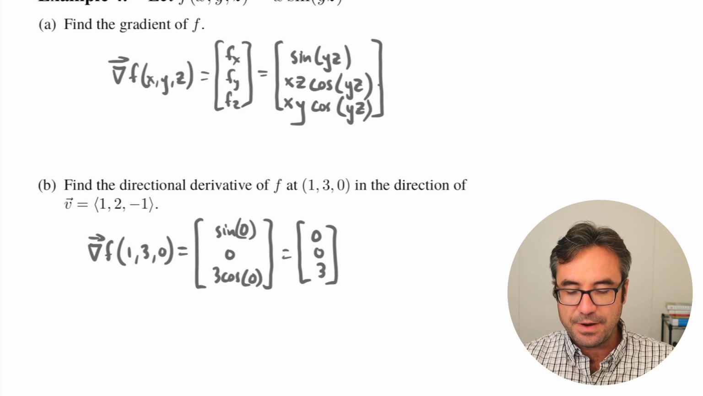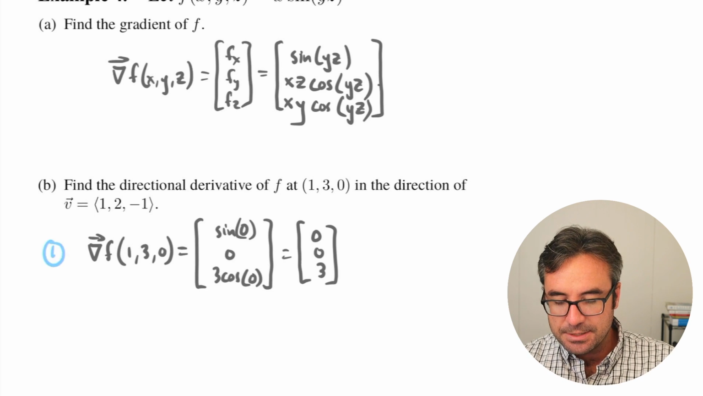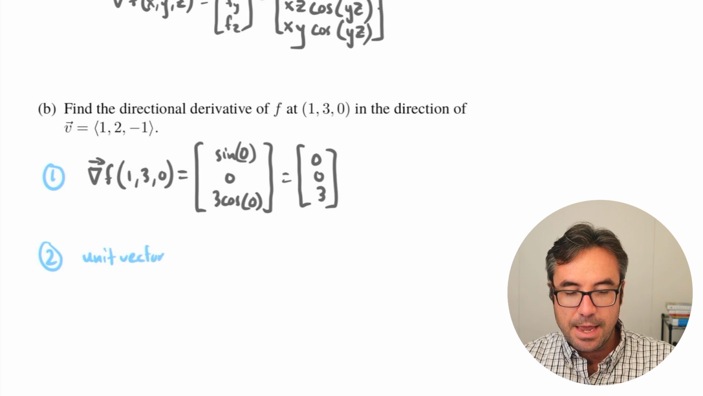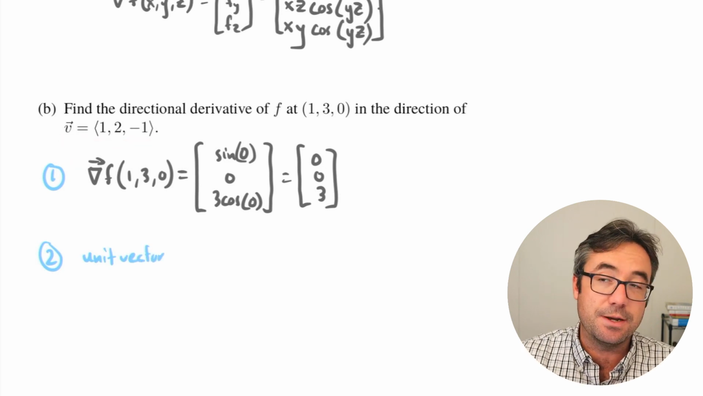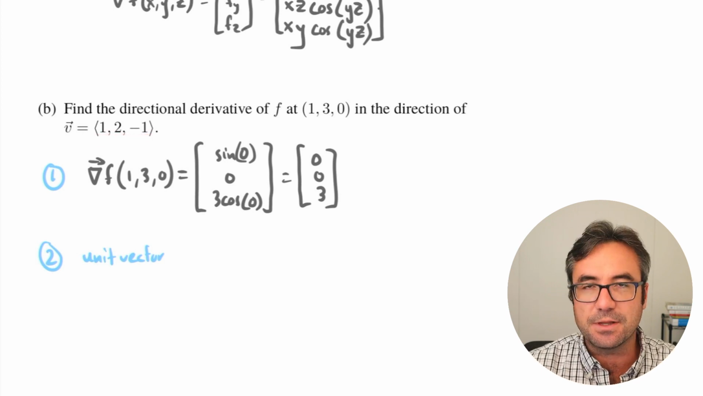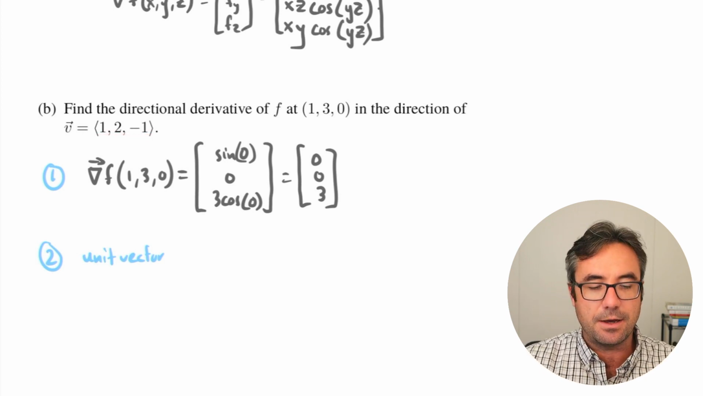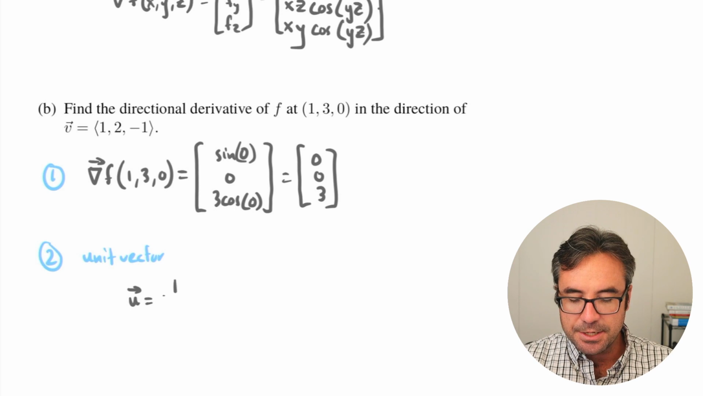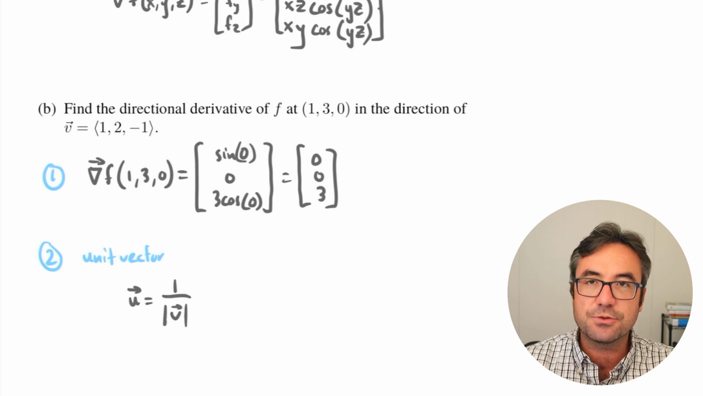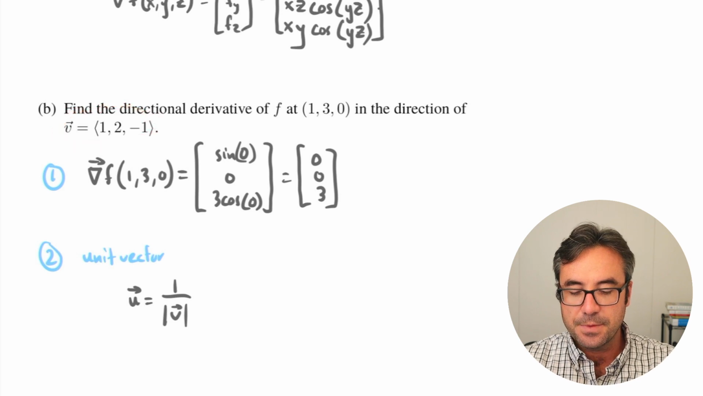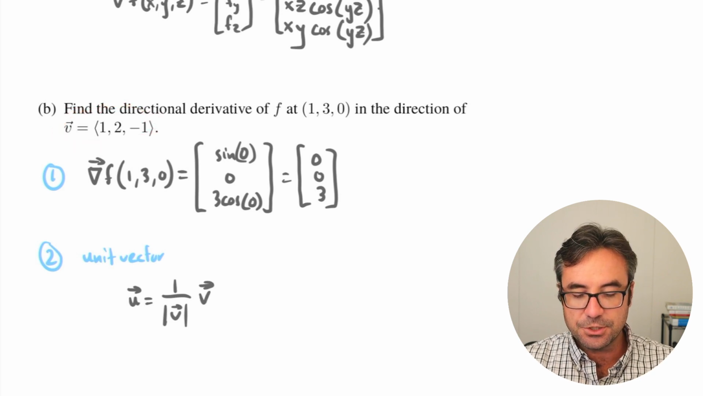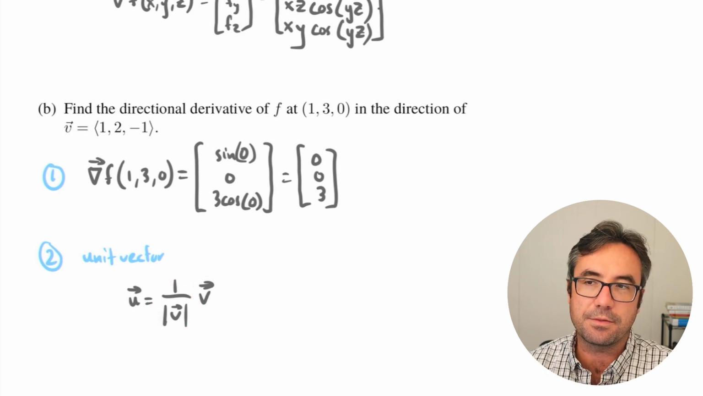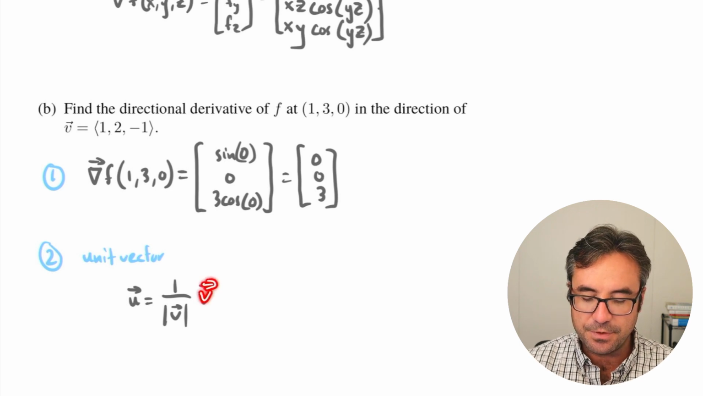Now we have to find our unit vector. So that's step 1, and step 2, we need our unit vector. We have the vector that's telling us the direction, but right now this isn't a unit vector because its length isn't 1. So we have to construct a unit vector. The way to do that, which is something we've seen before, is you figure out the length of the vector you're interested in, and you multiply each component of vector v by 1 over the length. Or another way to think of this, take your vector v and divide by the length.